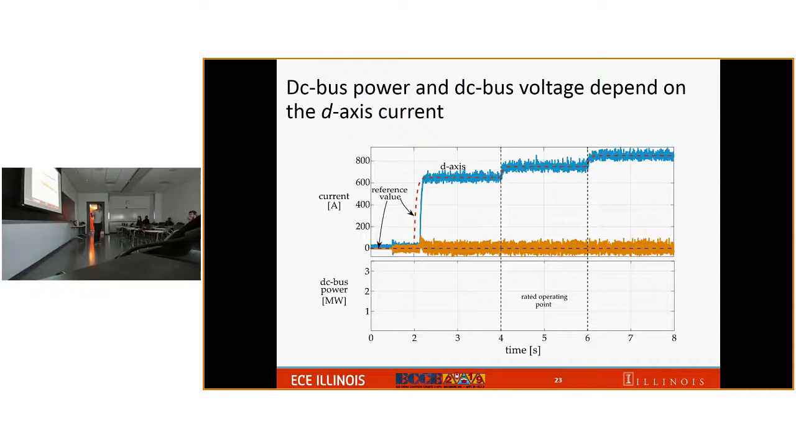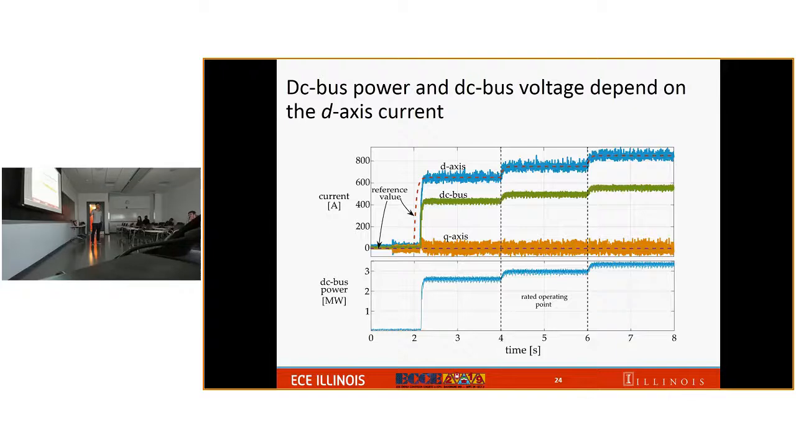We keep the Q-axis current at 0 and make some steps in the D-axis current of the active rectifier. Because of the power balance relationship, when you step the D-axis current, the DC bus current will change as well. It follows some steps here. Consequently, the amount of power you put into the DC bus will change as well. So this result validates that even when we incorporate the switching model of the power electronics, we can achieve power flow control into the DC bus.